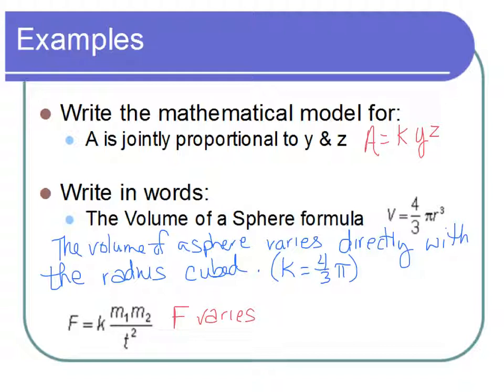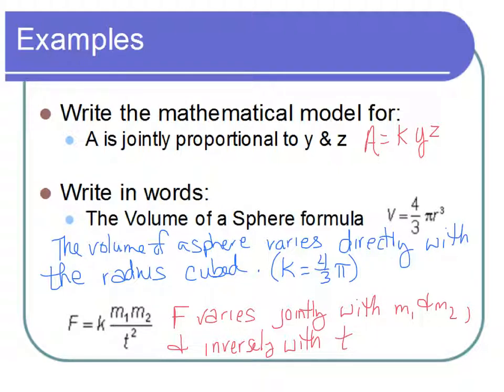It doesn't really matter which one I say first. I'm going to go ahead and say it varies jointly with M1 and M2, and inversely with T squared. And then in parentheses, I'll put k is k, I guess in this case. They didn't give me a number on that one. So my constant of variation is just k in this example.